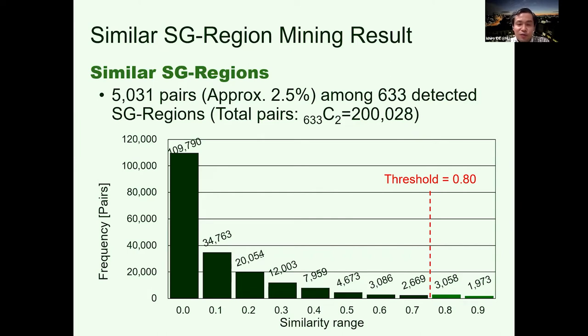Then we compared all the combinations of these, which is 200,000 pairs. Out of those, we only selected those above 0.80, the very similar ones, and that totaled around 5,000 pairs. Those were considered the similar seasonal georegions throughout the entire Japan. So you might be interested in seeing what those look like.